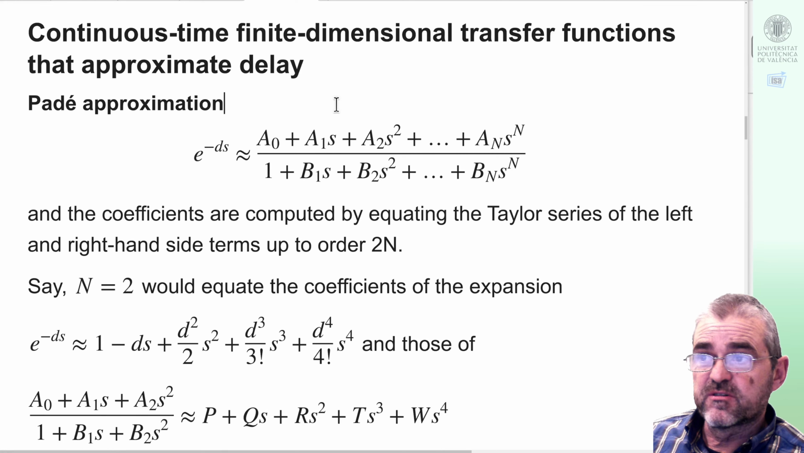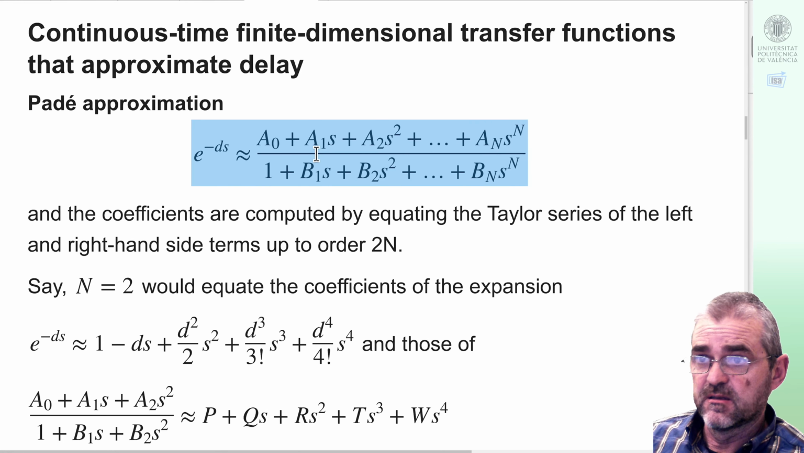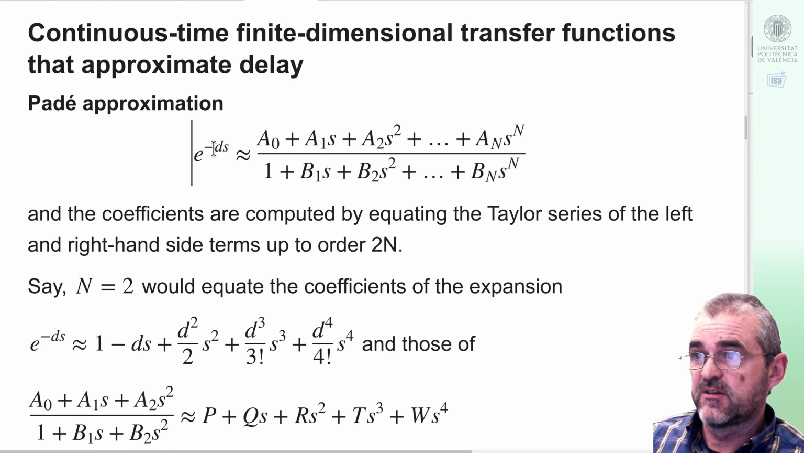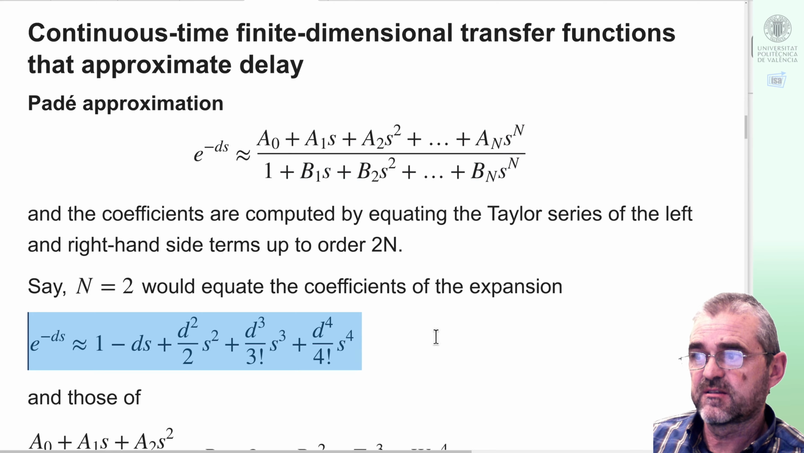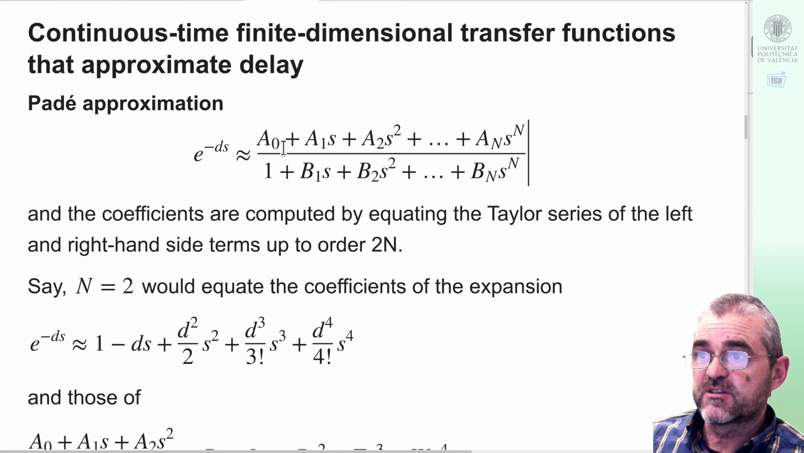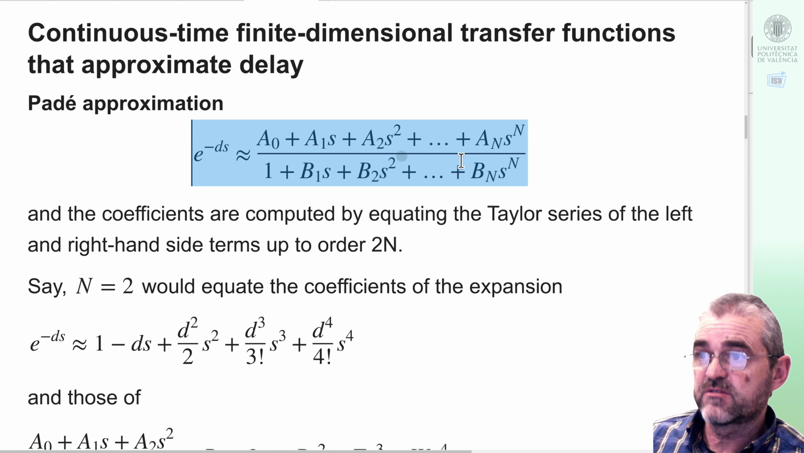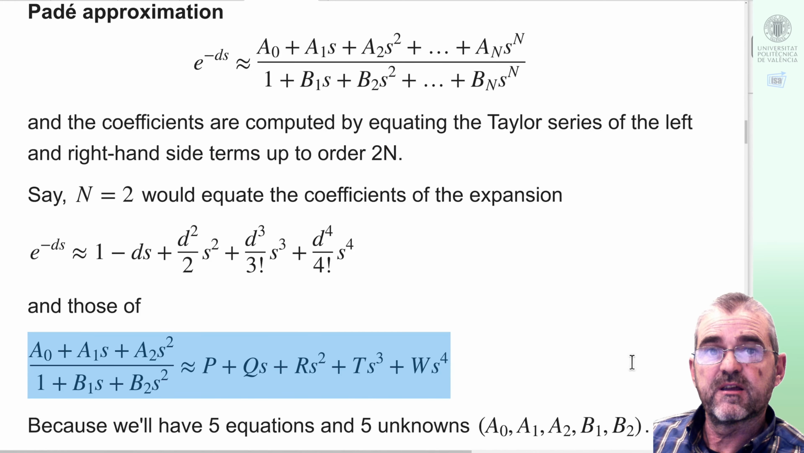The Padé approximation is based on approximating a pair of functions by equating the Taylor series terms, and in particular we'll compute the Taylor series of the exponential of ds, which is the delay, this one, and we will compute the Taylor series of the quotient of polynomials at the right hand side of this expression, something like this. And then we'll solve for the a and b coefficients.